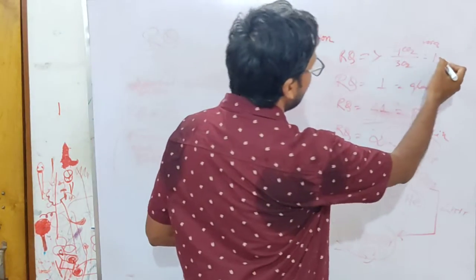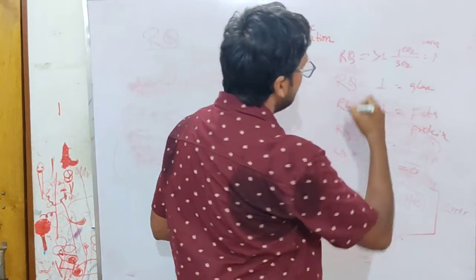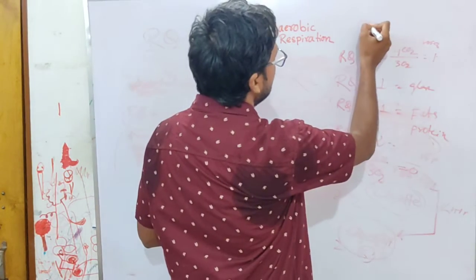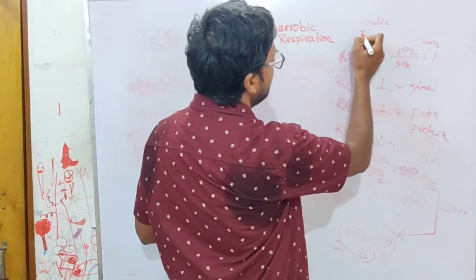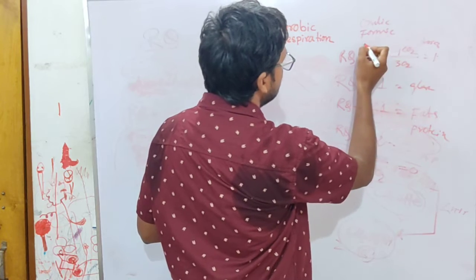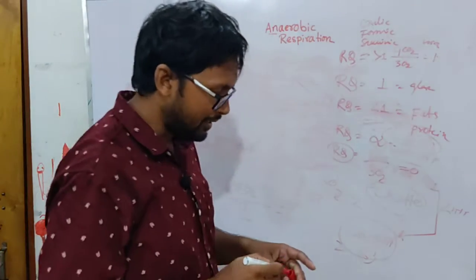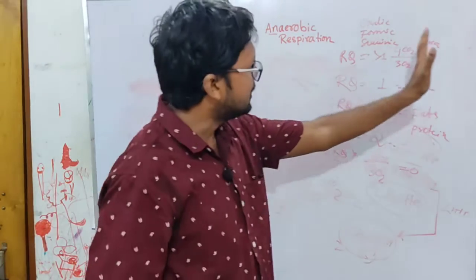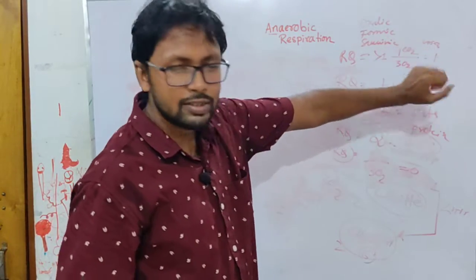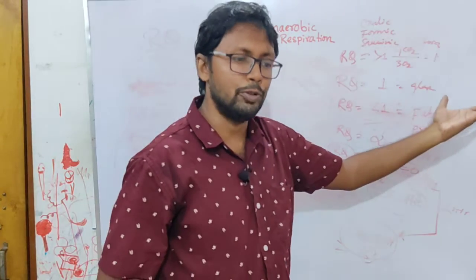So in case of malic acid, succinic acid, oxalic acid, these are the different organic acids. So during organic acid breakdown, RQ is more than 1. Oxalic acid, formic acid, succinic acid, these are the different acids. During the breakdown of these acids, less oxygen is required and more carbon dioxide is produced.